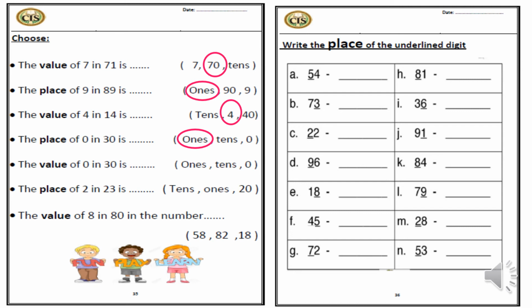Next, the value of 0 in 30. He asked now about value. 0. The place of 2 in 23. He asked about the home of number 2 in 23. Which place does 2 live in? In tens place.